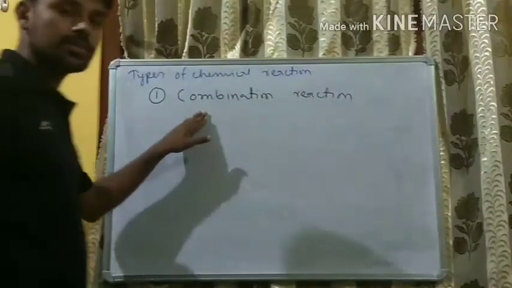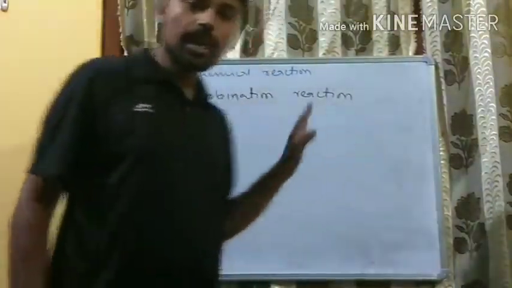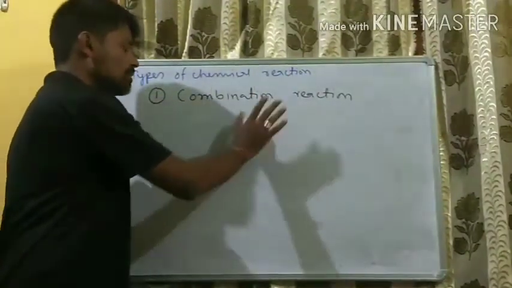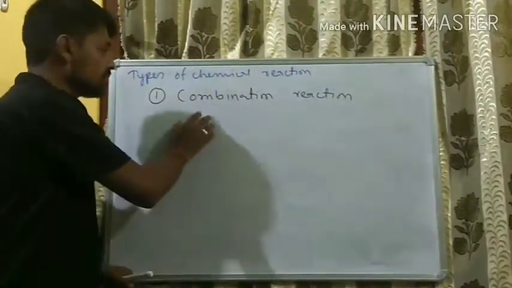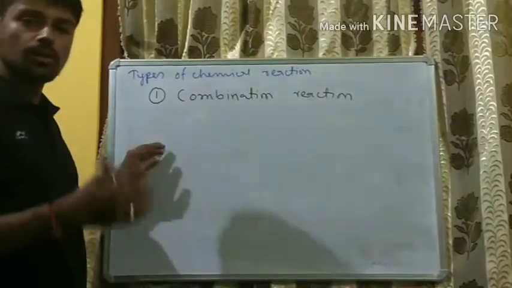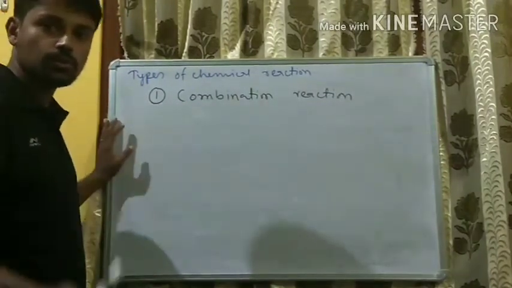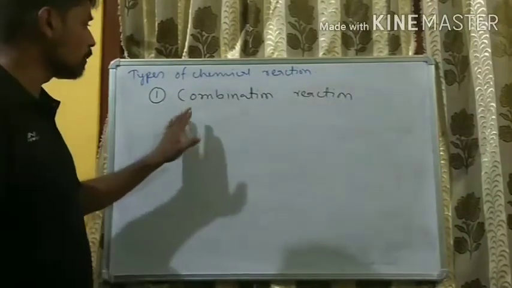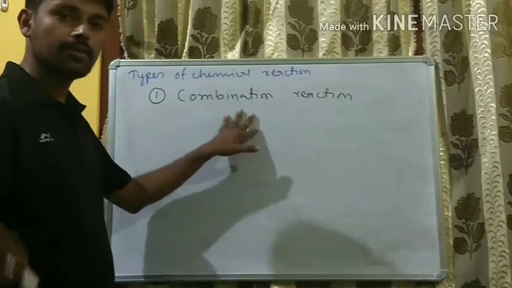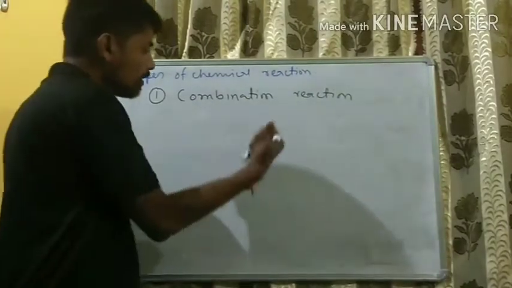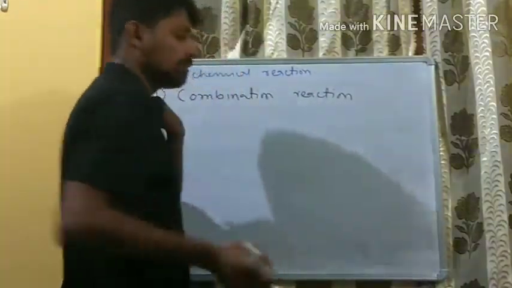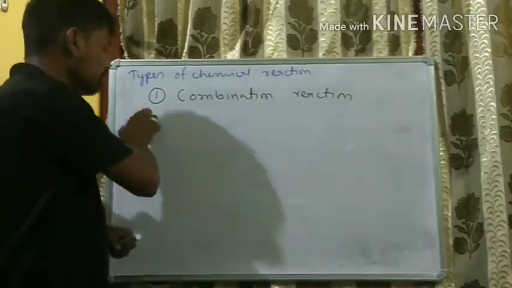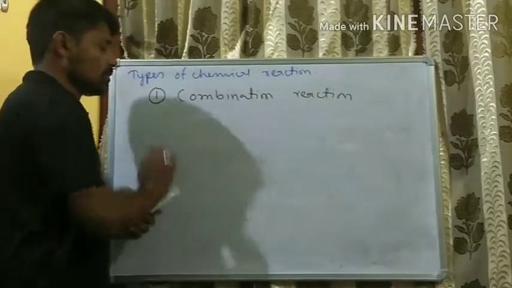The first reaction is combination reaction. As the name suggests, this reaction is a combination. So, in this reaction, two or more than two reactants are combined to give a single product. Whenever you see a combination reaction, you have to know that the number of products will always be one. The number of reactants may be two or more than two.